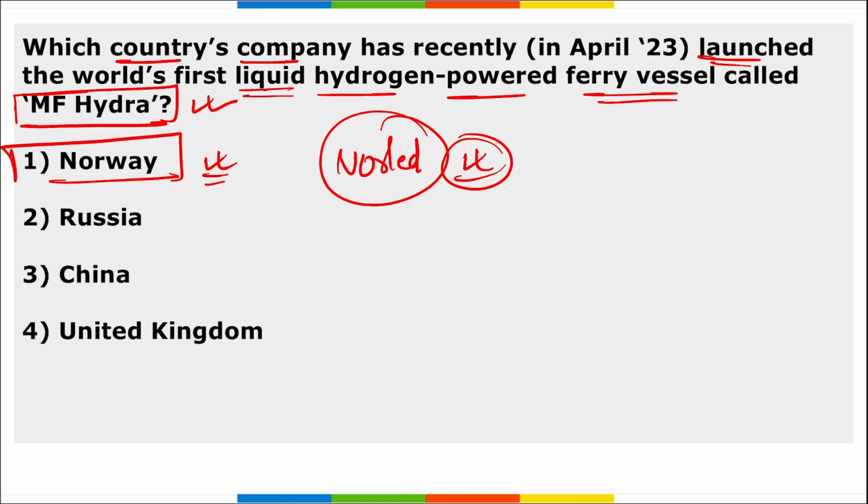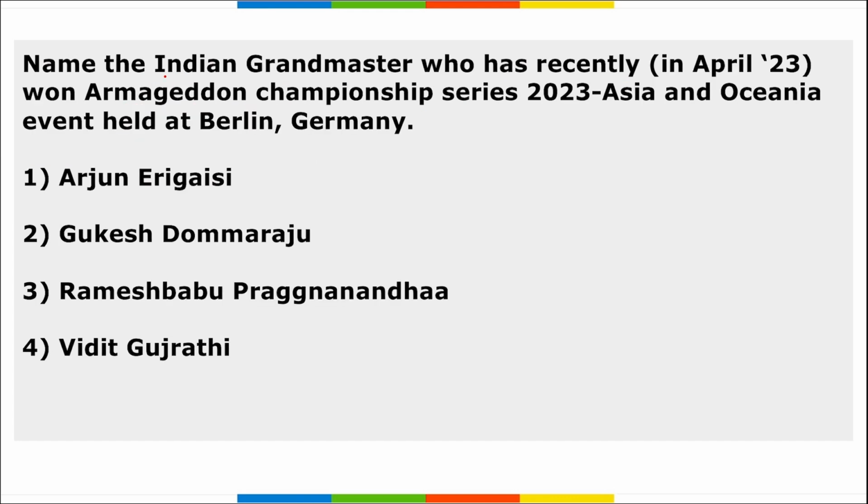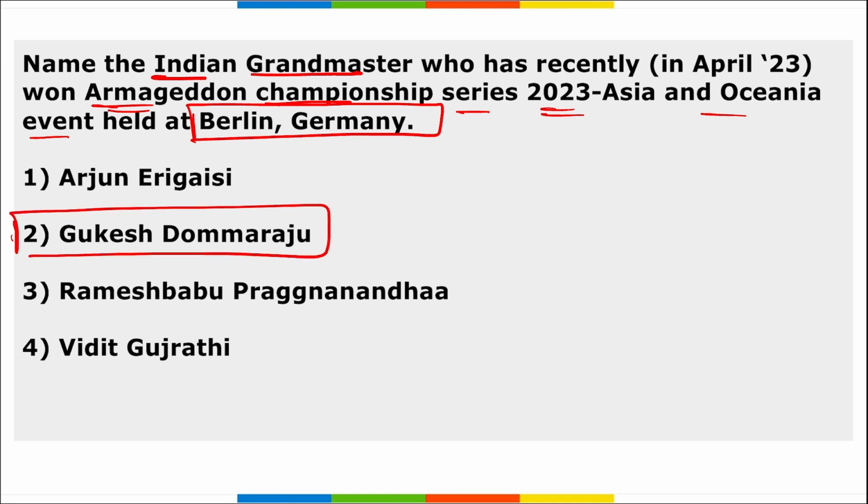Next, name the Indian Grandmaster who recently won the Armageddon Championship Series 2023 Asia and Oceania event that was held in Berlin, Germany. It was won by D. Gukesh. He is the Indian Grandmaster and he has won the Armageddon Championship Series held in Berlin, Germany. He is just 16 years of age, remember that. Apart from this, he was awarded 18,000 euro as prize money.